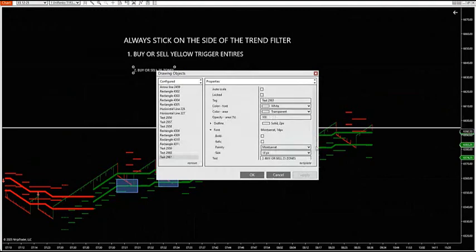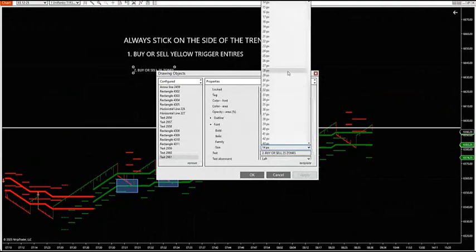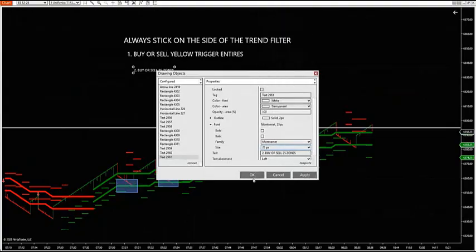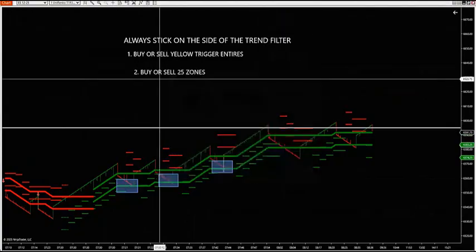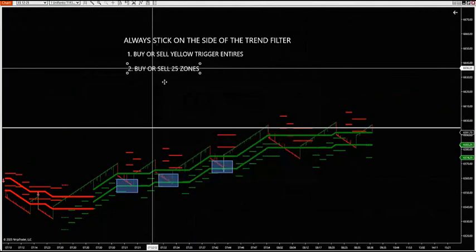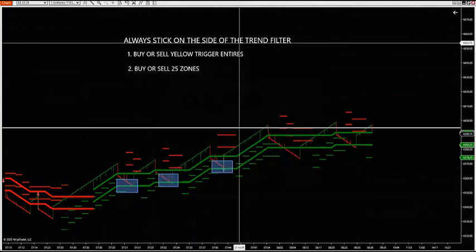And that's how that bull trap was beautiful yesterday. Beautiful bull trap. Right there. So you want to stick on the side, buy the sell zone. So if I blow it up, always stick on the side of the trend filter.